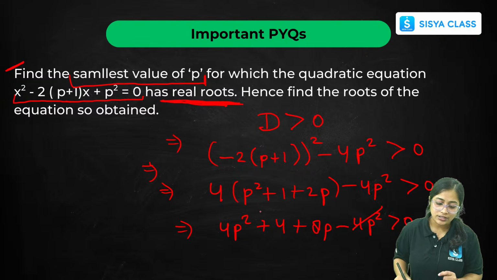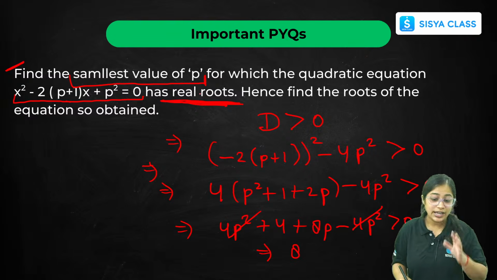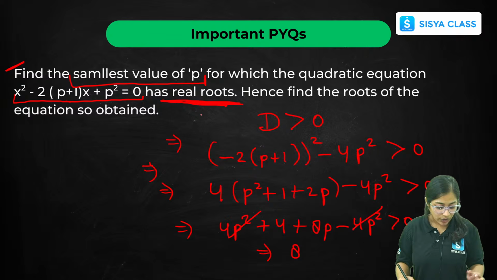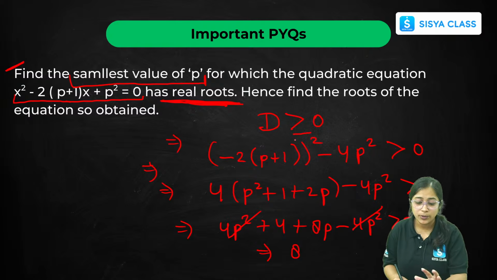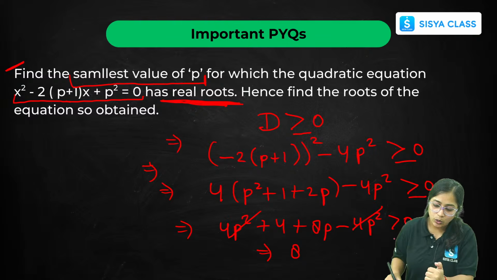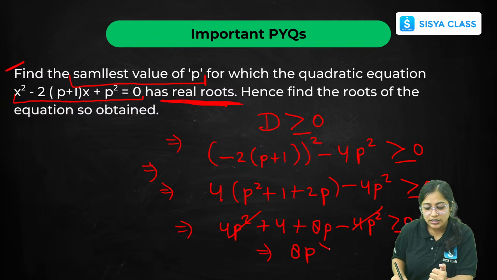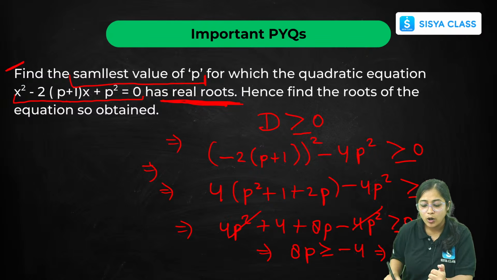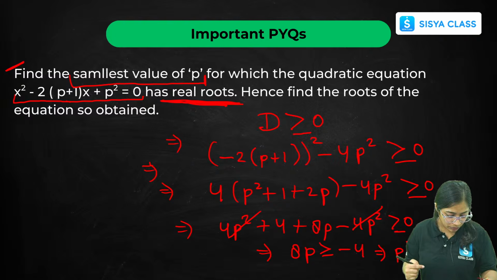Now you can cancel these things. So you will get 8p. Acha, now they have given only real roots. Okay, so it can be greater than or equal to 0 as well, right? Because in case of equal we are also getting real roots. So it can be equal as well here. So from here what will you get? 8p is greater than or equal to minus 4, and the value of p is greater than or equal to minus 1 upon 2, right?